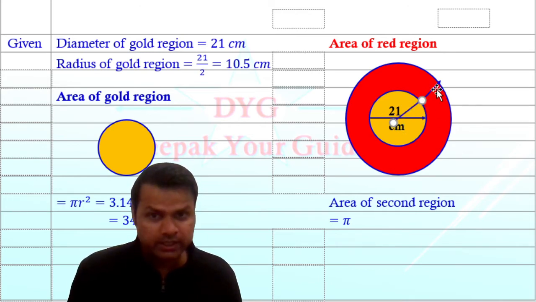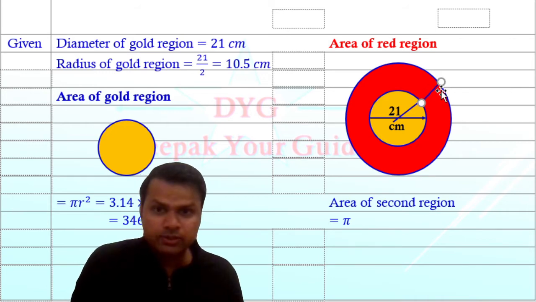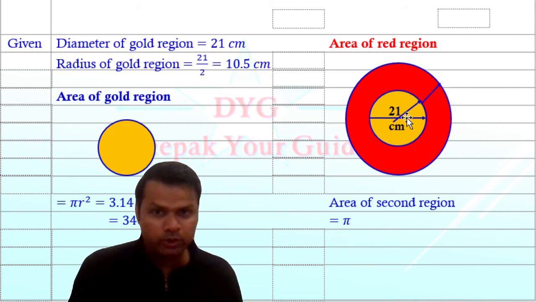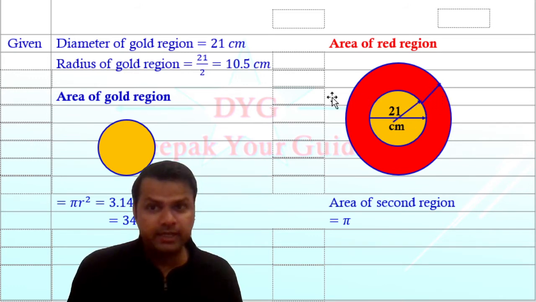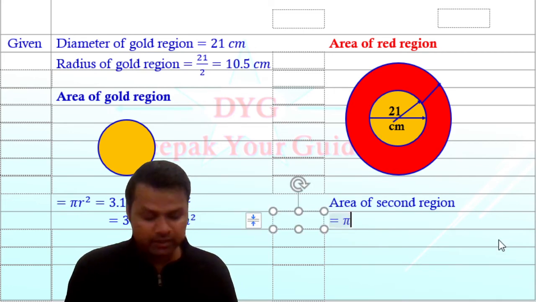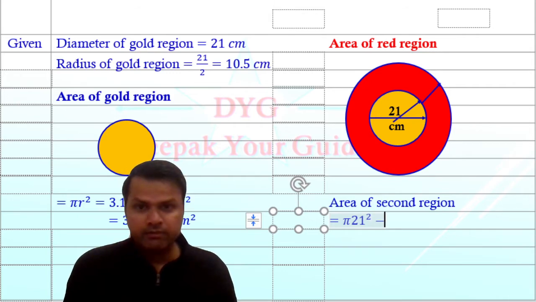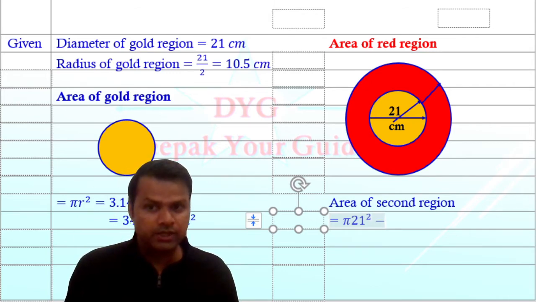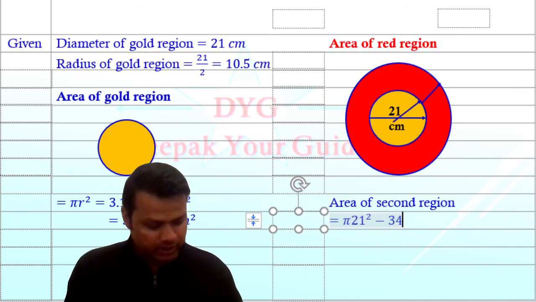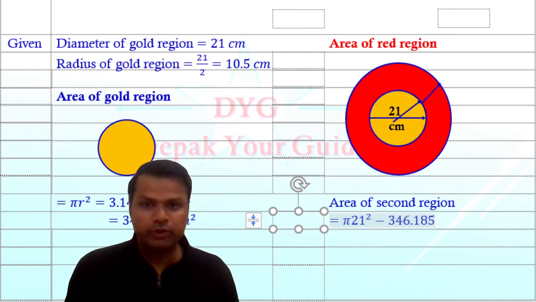And we know that this width is the same everywhere. So if this width is the same everywhere, what am I doing? I am adding this 10.5 plus 10.5. That means I am getting 21. See here, 10.5 plus 10.5. So the radius of this bigger circle that you see will be 21. So that means I can write here pi and the value of r is 21. So this is 21 square. And then minus, we have already calculated this area, which is 346.185. So I can just write it directly, 346.185.